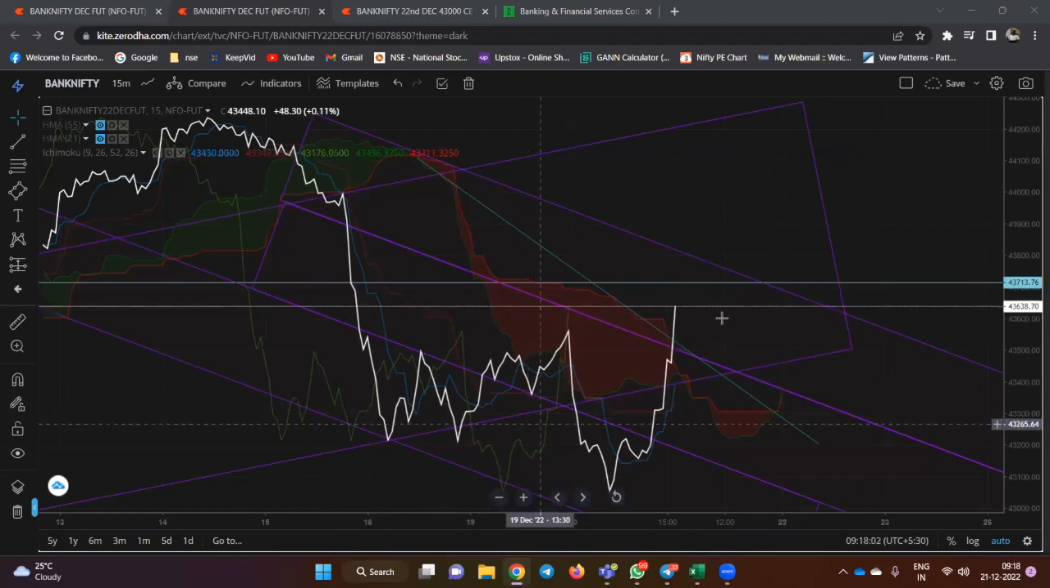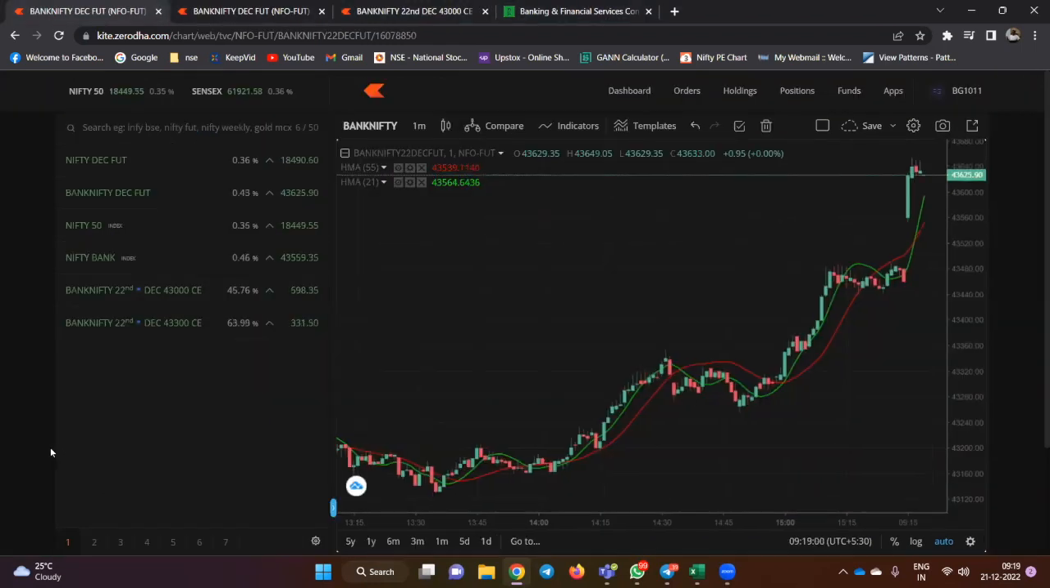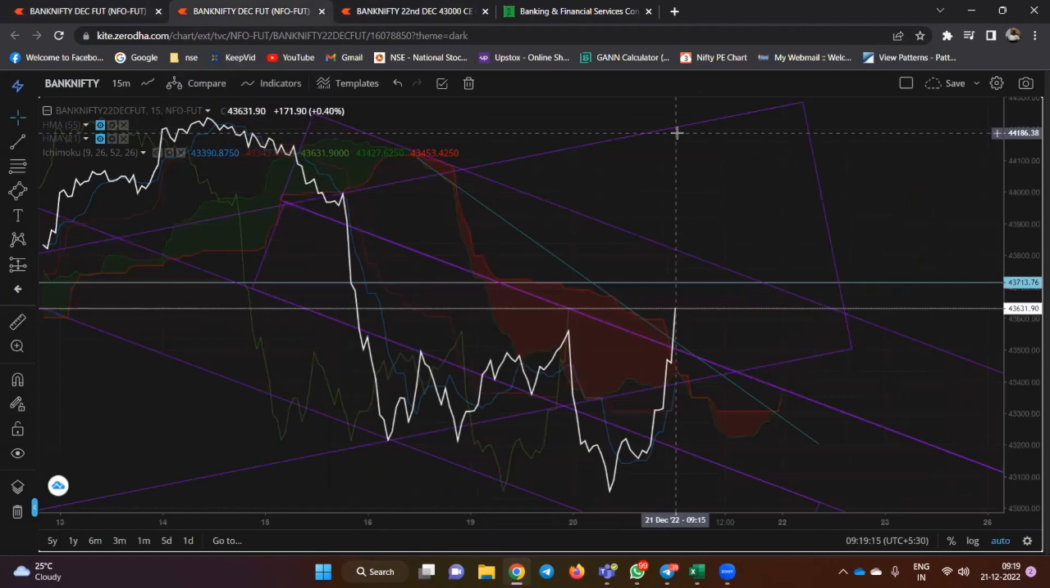I saw 508, 510 also, but I ended up buying at 550 plus. So I'm just keeping my fingers on F2. I have booked out the 43,000 call, around 54 points I booked, and as I told, booked more than 12,000. I'll wait for the next opportunity.